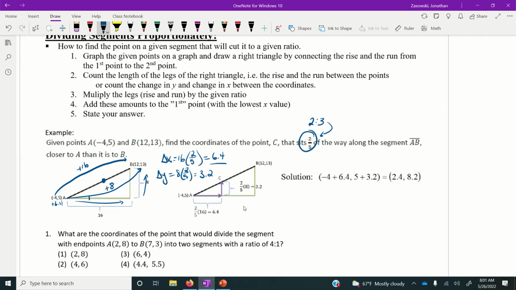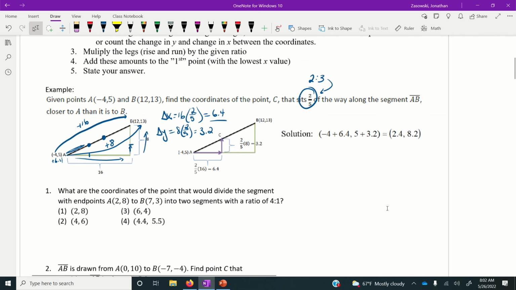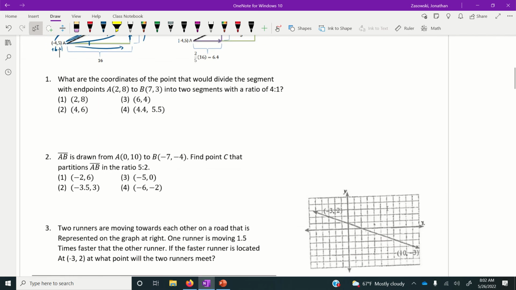And so if we went up 3.2 units on this line, and then we would just find where that point is on the line, and this part of the segment would be a ratio of 2/5 of that whole line. That's it. So I'll walk you through a couple of these, and then I'll have you try one or two on your own here. So let's take a look at number 1.